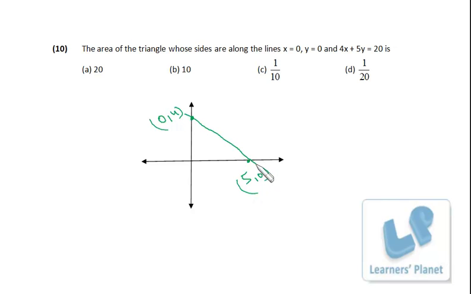So this is the third line. So this is y is equal to 0, that is x is equal to 0, and this is the third line. So we have to find out the area of this triangle. Now that's very simple. That's a right angle triangle. This length is 5, this length is 4. So half of 4 into 5, that is 10. Okay, pretty simple.